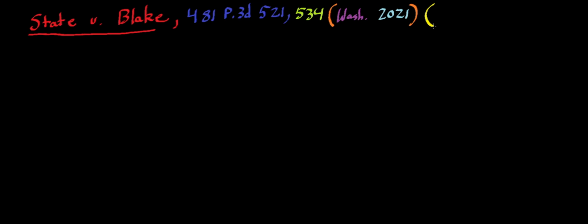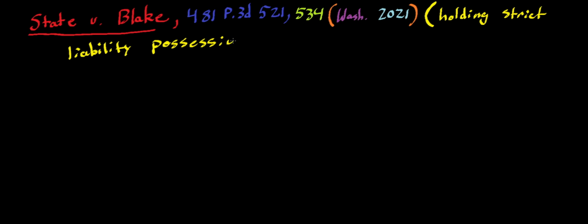All right, so now I am going to make a parenthetical. And this goes right after the citation, and there's a couple different ways to do these. So first, I'm going to say holding strict liability, possession, unconstitutional. All right, and then close parenthesis and then period.